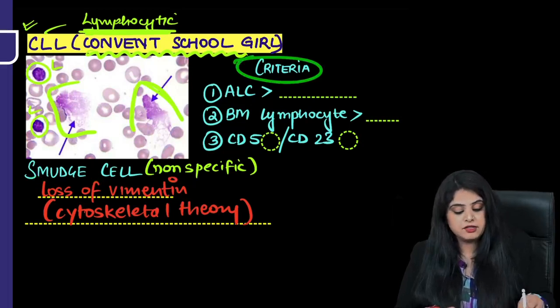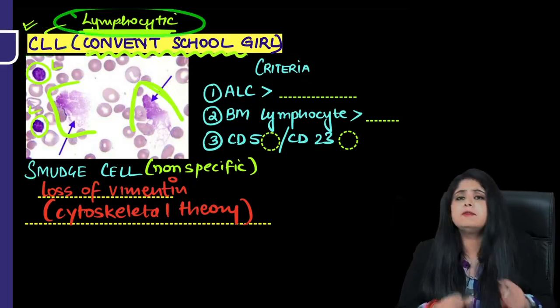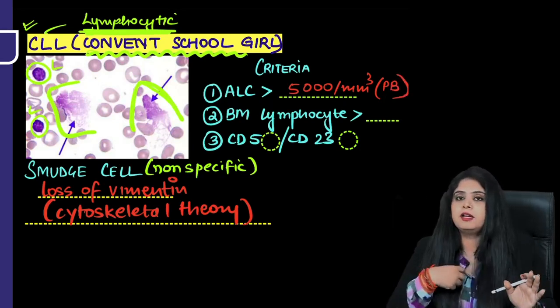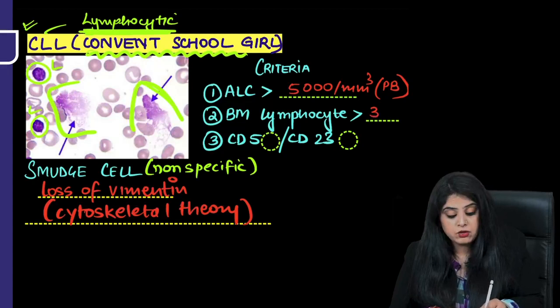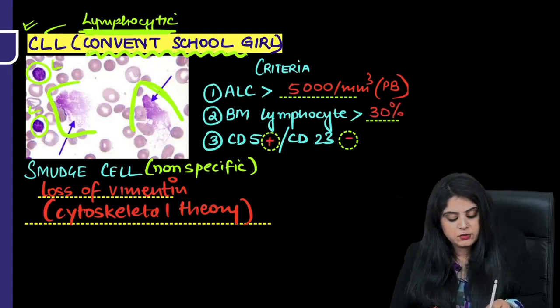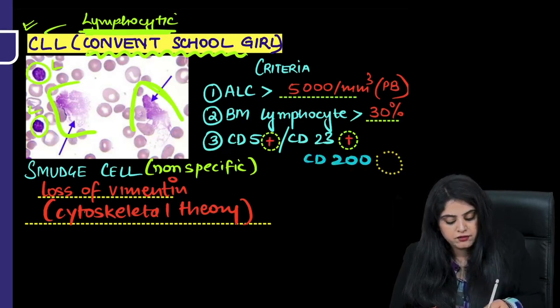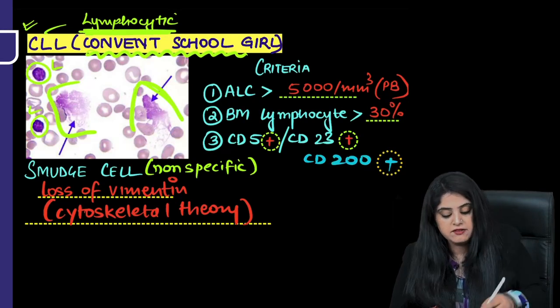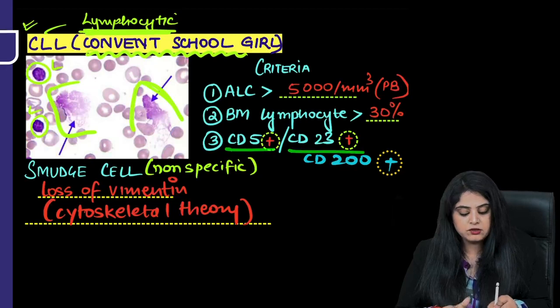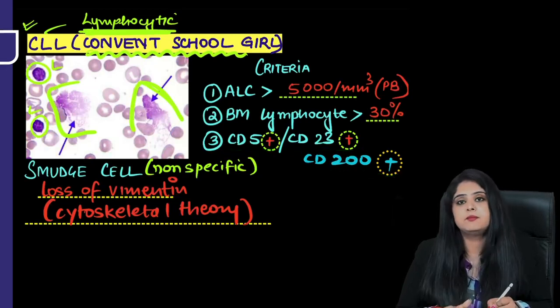What is the criteria for the diagnosis of CLL? Only think of lymphocytes. Absolute lymphocyte count has to be more than 5,000. That means if you're doing a peripheral blood analysis, a simple blood sample, the peripheral blood has more than 5,000. In bone marrow, lymphocytes have to be more than 30%. And CD5 and CD23, and now there's a new marker, CD200. All of them have to be positive. Basically, we had learned that in CLL everything is positive. CD5 also positive, CD23 also positive, CD200 also positive. Very important point.